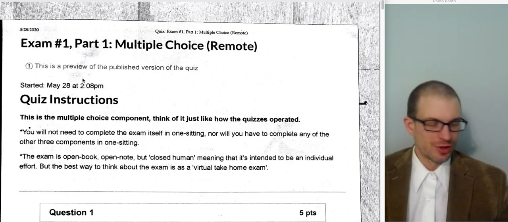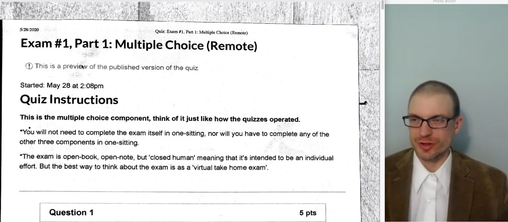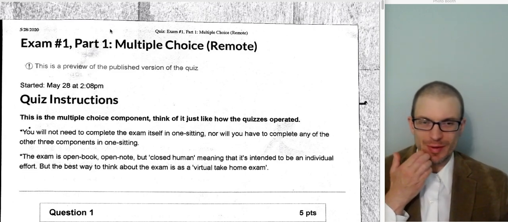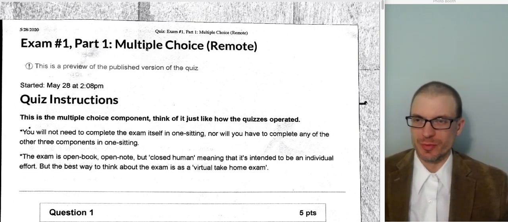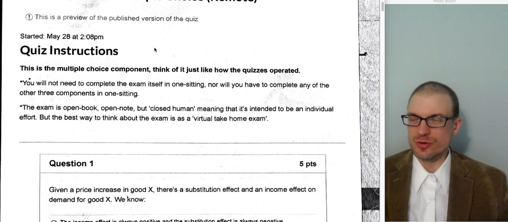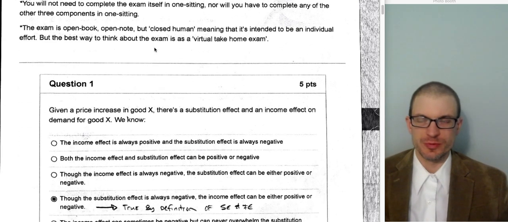So in this video, I'm going to do a walkthrough of the three portions for the first exam in intermediate micro. So the first part was the multiple choice, and then there's the two short answer components. So I'm just going to go through all the multiple choice questions.